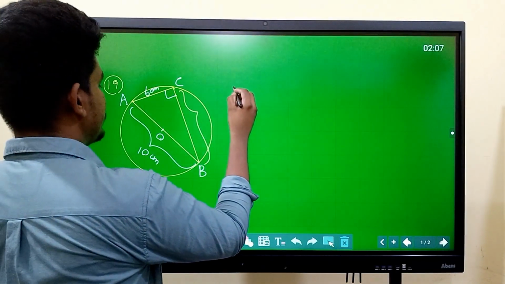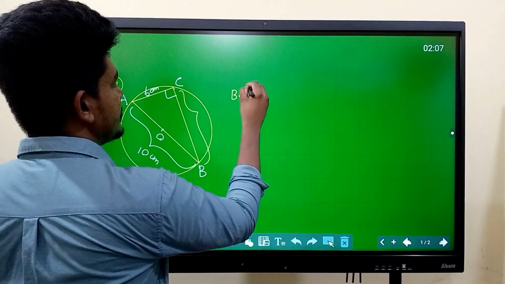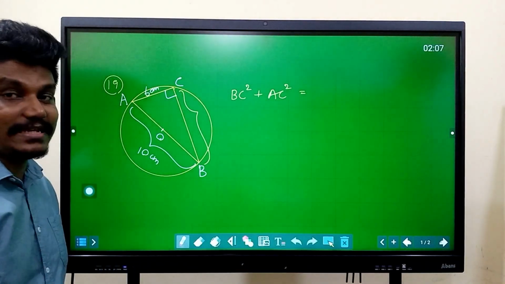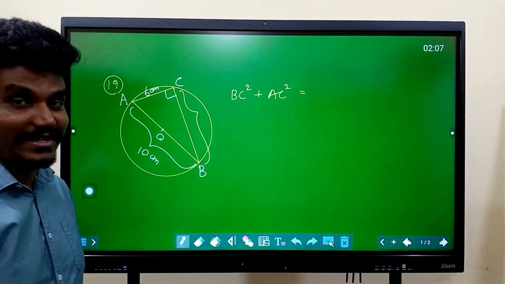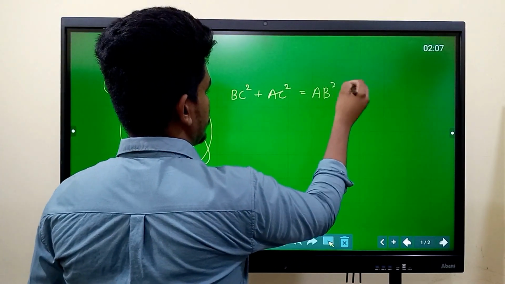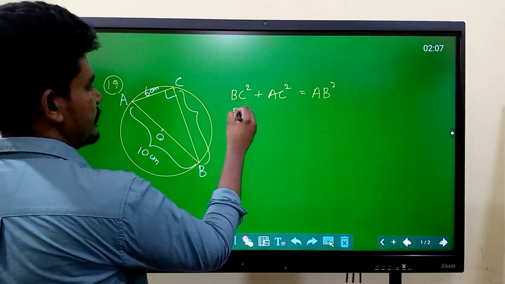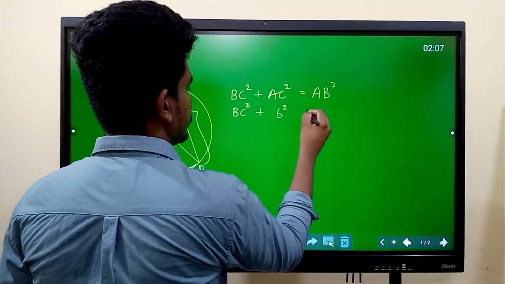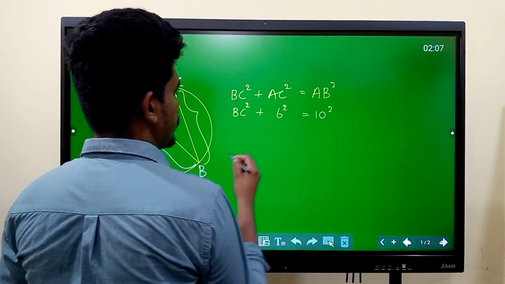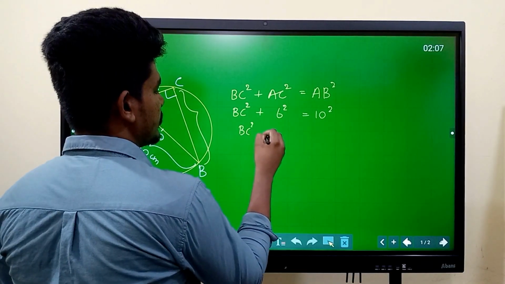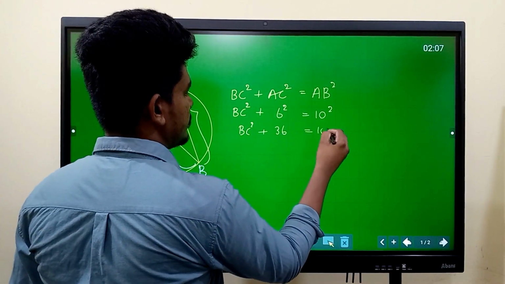So I'm going to write it like this. You can take it like BC squared plus AC squared. Sum of the squares of two sides equal to the square of the hypotenuse. Hypotenuse is AB. Right, then BC is to be found. AC is 6 centimeters. AB is 10 square, right? 10 to the power 2. Then BC squared plus 36 equals 100.